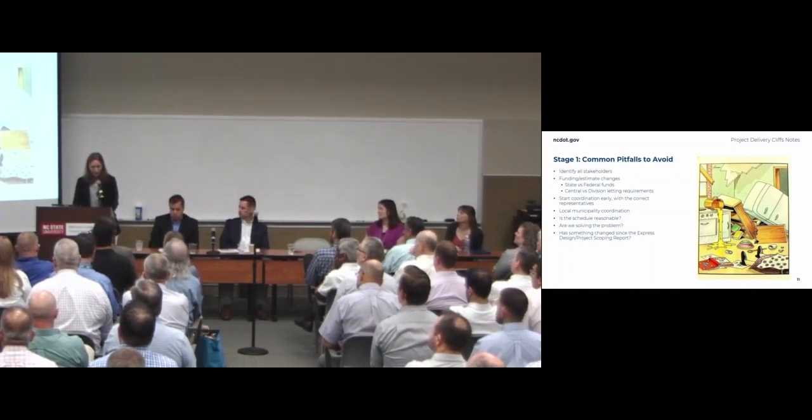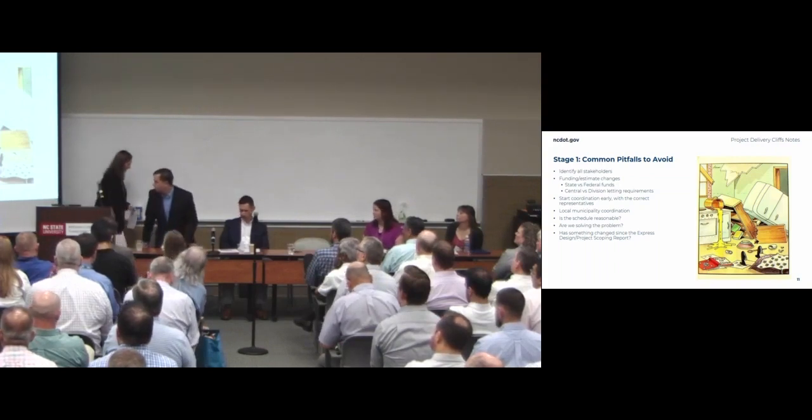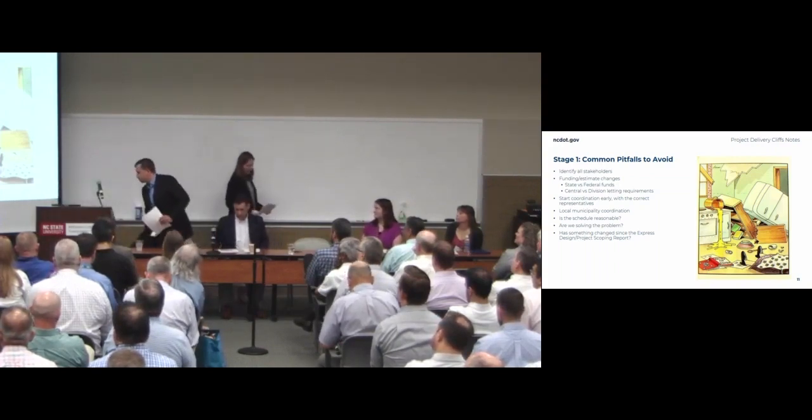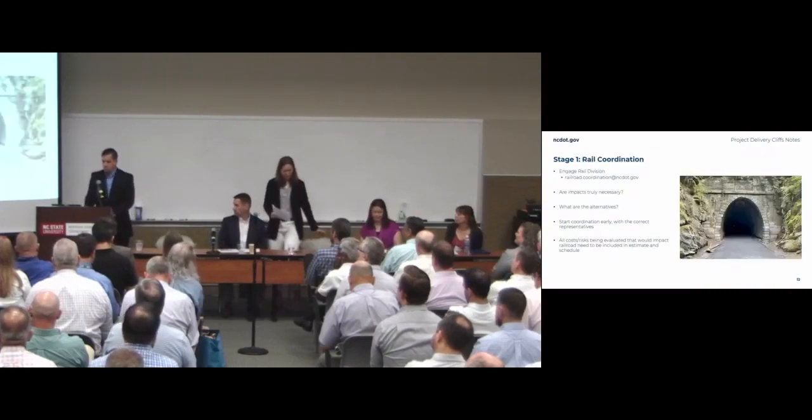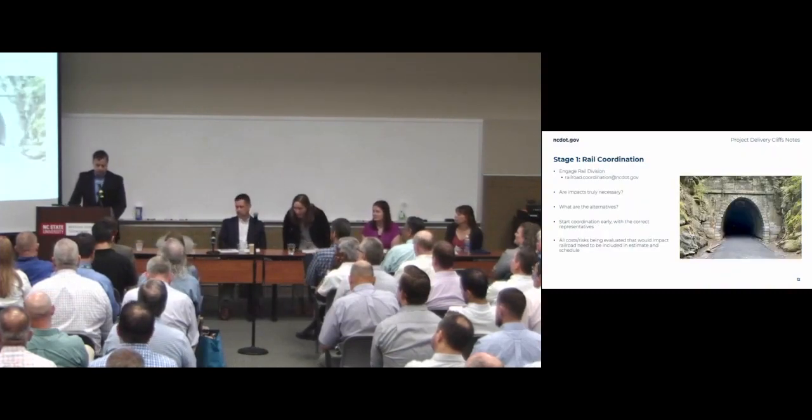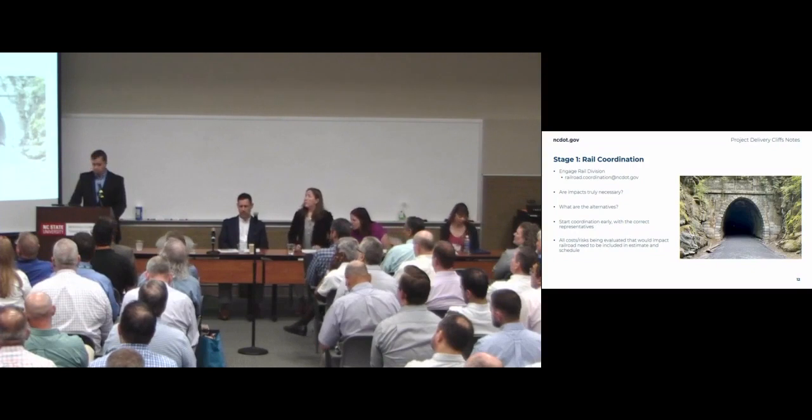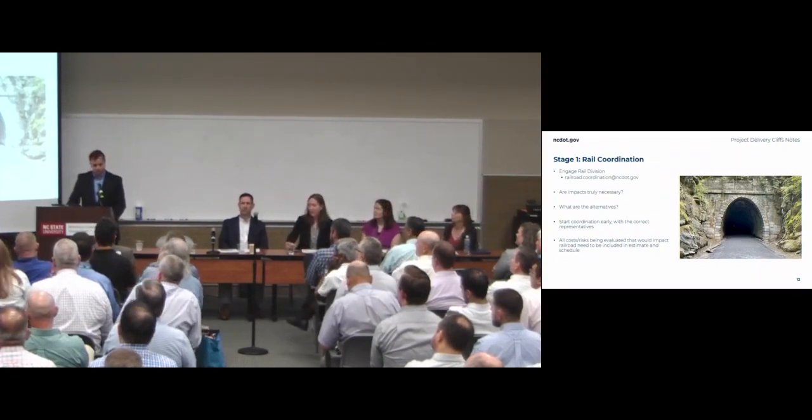Brian's going to give you a few things to think about for rail coordination. First things first, engage Rail Division early on. We have a service account email. It's railroad.coordination@ncdot.gov. Next thing you need to look at, are the impacts truly necessary?